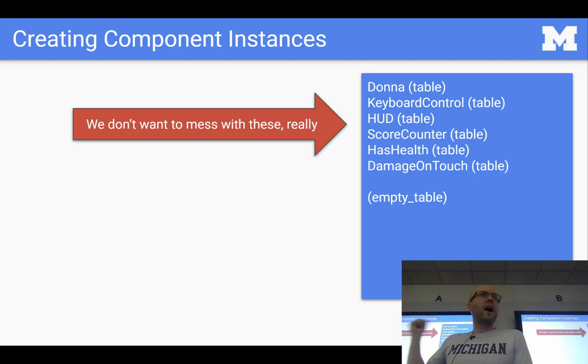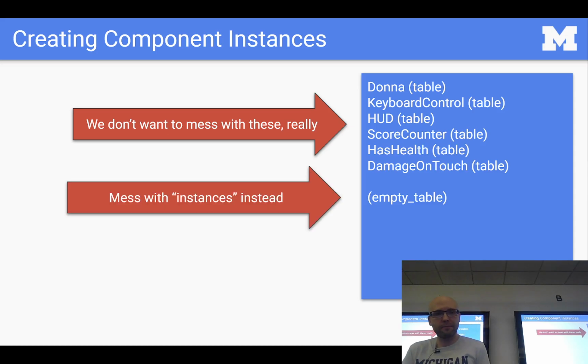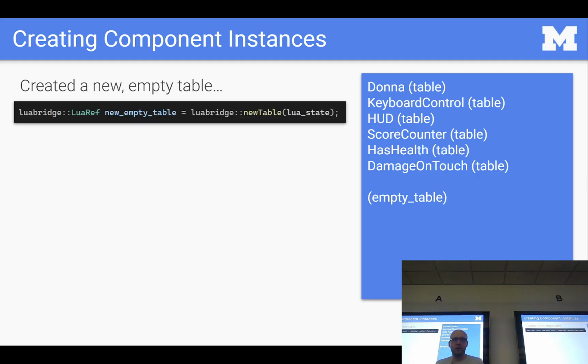Well, we don't want to mess with these tables you see right here because these tables represent the underlying type of component. These aren't the actual components that we slap onto actors. No, we're going to create those. We're going to use these base tables to do so. So we're going to create instances like this empty table instead, and then we're going to tell this instance to inherit from one of our base tables.